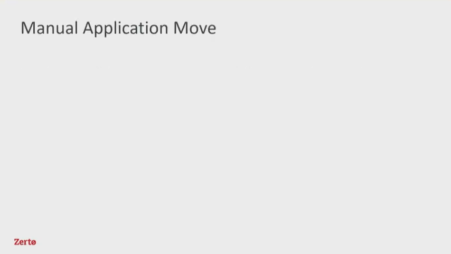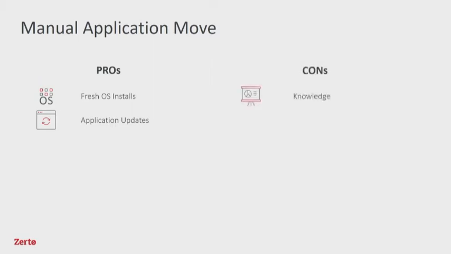So if we look at traditional migration solutions, I'm just going to touch on a few of these. It's not going to be all of them. But number one, manual data move. So you are building a new greenfield environment and moving the data out of the existing applications into new deployments of the same applications. The pros of this are you're doing fresh OS installs, you're doing application updates as part of the migration, but there are a lot of cons to this at the same time.